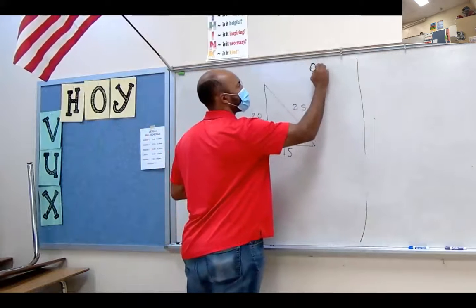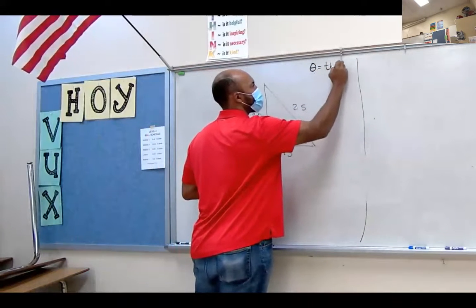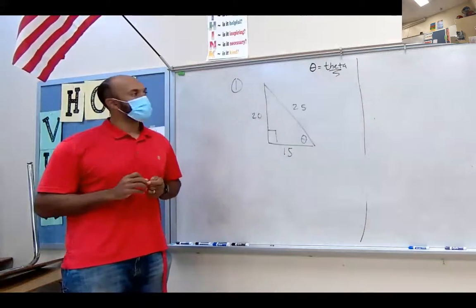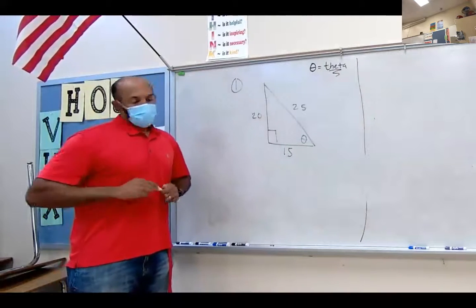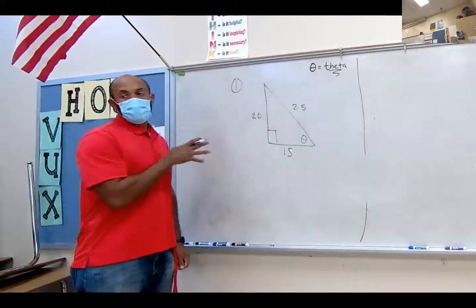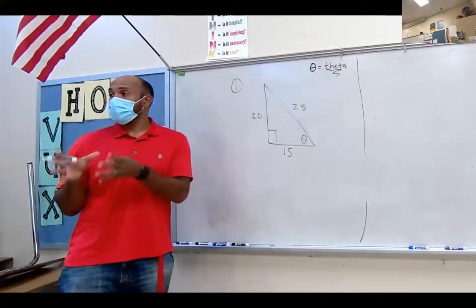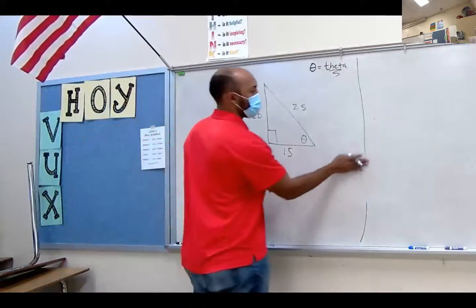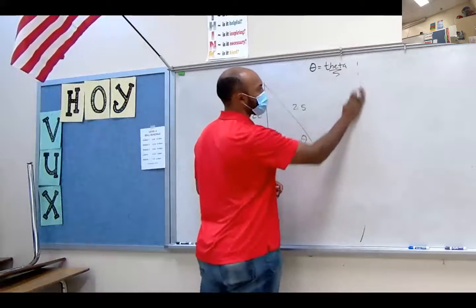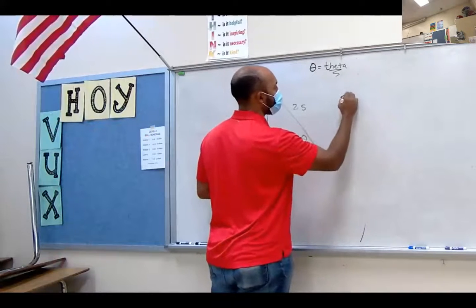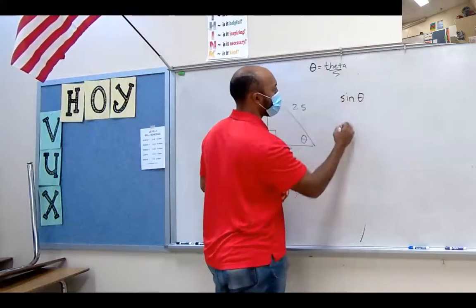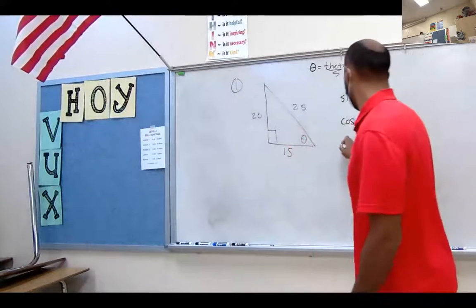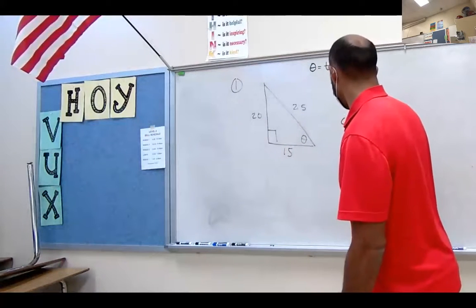Theta is a Greek word that just means angle. Okay, math. All right, so what we want to do is take this triangle and find all 6 trig functions. We're going to find all 6. First we're going to start with sine of theta, cosine of theta, and tangent of theta.